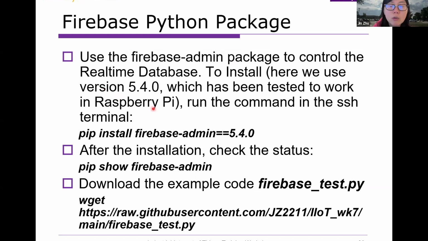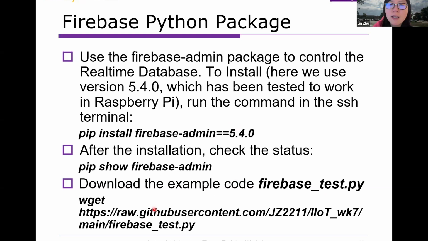You can also try to use it. And I just want to say that if you want to install the same version, you could use that. Otherwise, you don't have to specify, then it will just install the latest version. Okay, and you can check what the version is by using the pip show command. After that, again, you download the example code. So for the example code, I will just use the Firebase test.